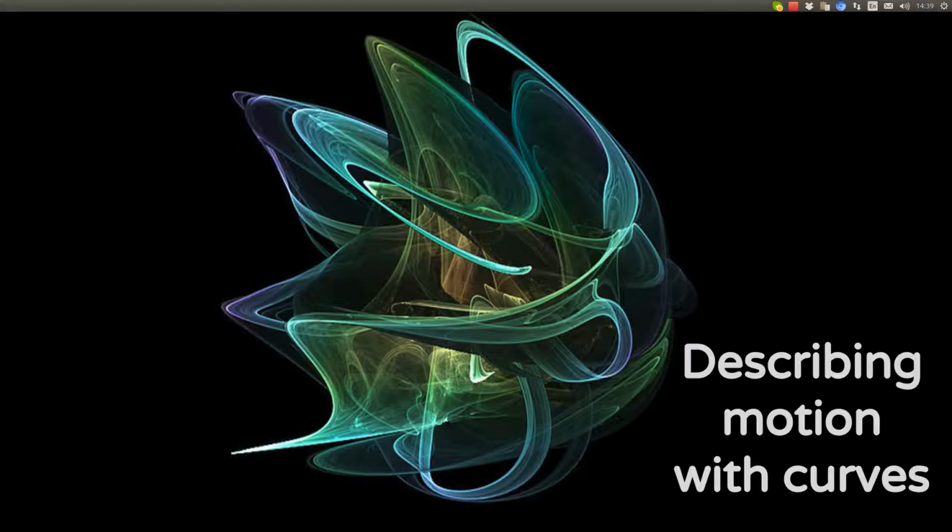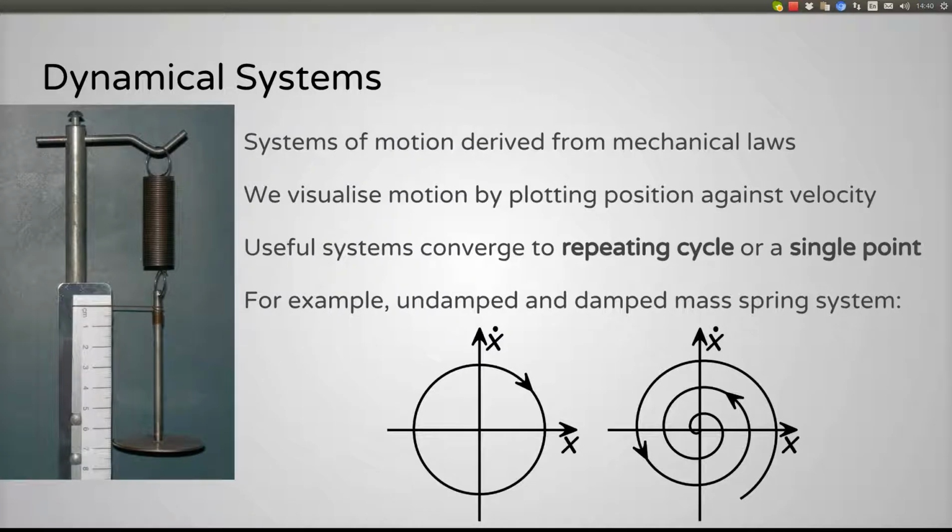Okay, so now I've waffled on about that. Now I need to introduce a little bit about dynamical systems. This is an example of a dynamical system, which was chosen for beauty rather than function. But it's an example of trying to describe motion with a curve. So here's the simplest example that I can manage.